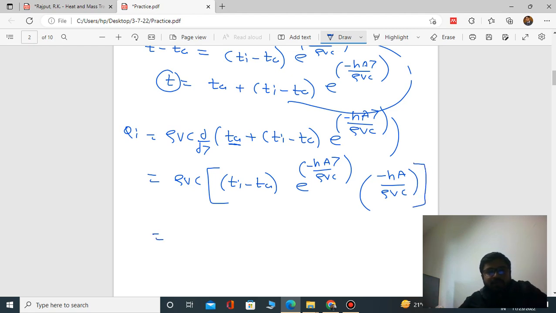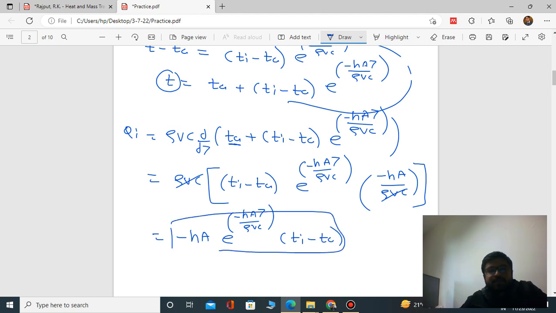So here what will happen? Rho Vc gets cancelled. So what will be the equation? Minus Ha e raised to minus Ha tau by rho Vc, here Ti minus Ta. So this is equation for instantaneous heat transfer. Clear? So let us call it equation A.